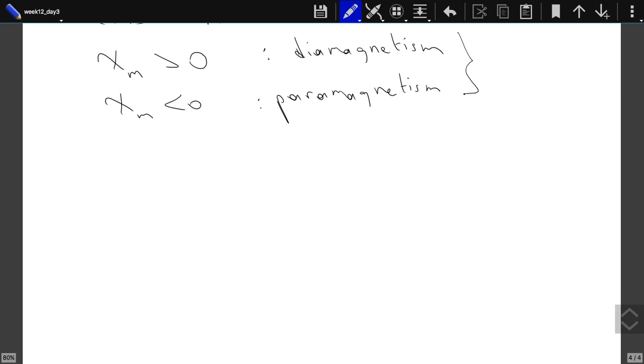Now this we will discuss in more detail later on. Now any questions up to this point? So the idea is that if you have a material, the applied B field will be modified due to these magnetic dipoles. Either they will contribute in the same direction of the applied B field or in the opposite direction, but they will modify it.